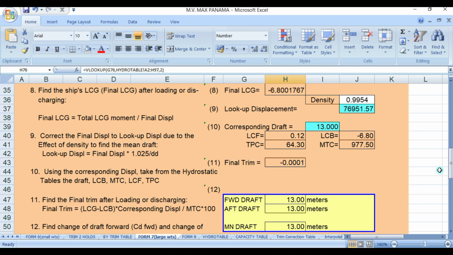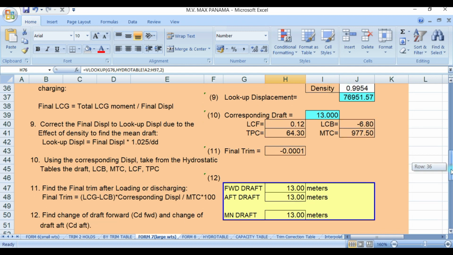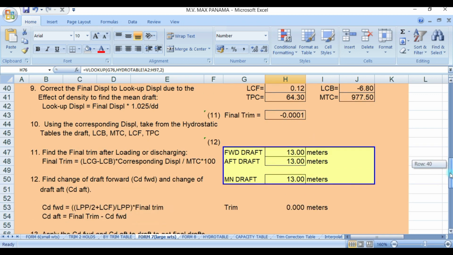So in short, because you have no trim, which means to say that your forward draft and aft draft will be 13 meters, the same. And this is your mean draft, so meaning forward and aft draft and mean draft will be all 13.0 meters, which is this one. Okay?